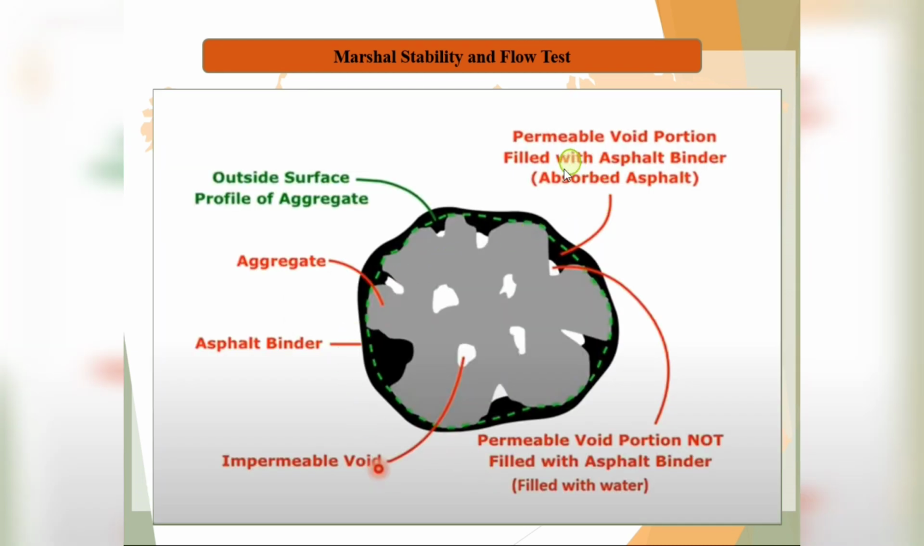So here I can show what is the permeable void portion. One is simple void and one is void after putting bitumen. The void which remains after putting bitumen we can call the permeable portion, and the other void which we can fill with bitumen, we can call the permeable void portion filled with asphalt binder.